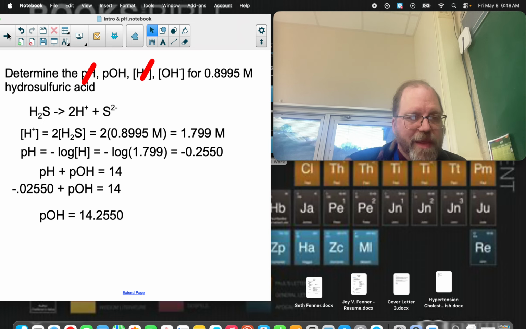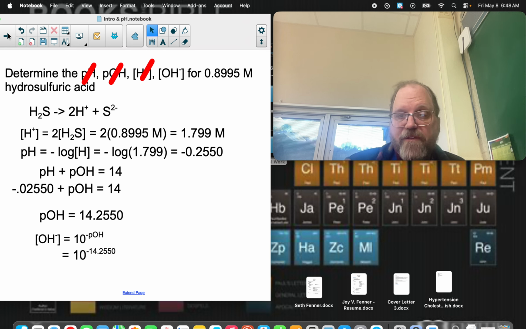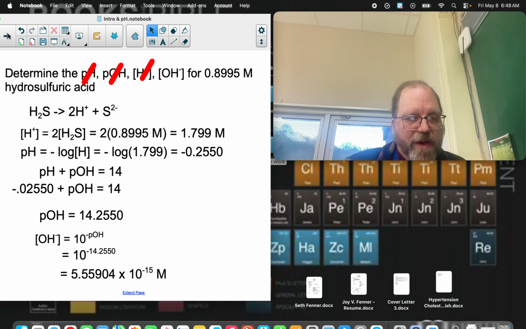All right. And then lastly, find hydroxide ion. We said that was 10 to the minus pOH, 10 to the minus 14.2550. Put that in the calculator. I have 6 sig figs. The answer is 5.55904 times 10 to the minus 15th molar.